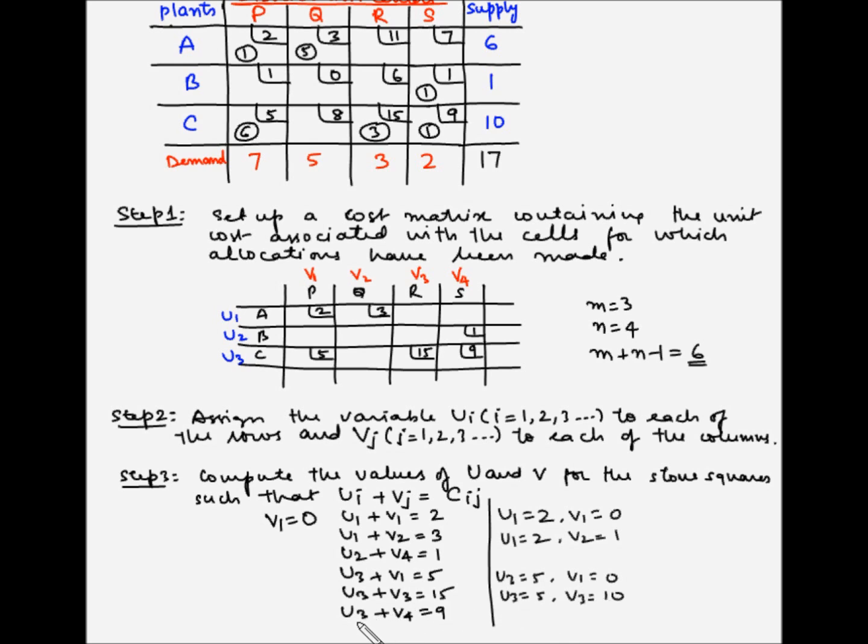For the next one, U3 plus V4 equals 9. U3 is 5, so V4 is 9 minus 5, which is 4. Now let's come back to this equation. U2 plus V4 equals 1 and V4 is 4. So U2 is equal to 1 minus 4, which is minus 3.